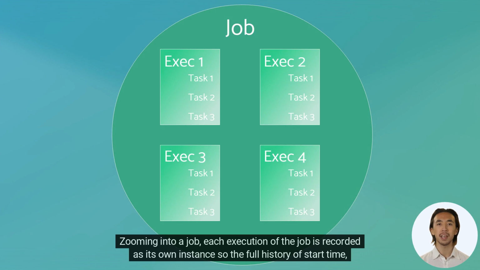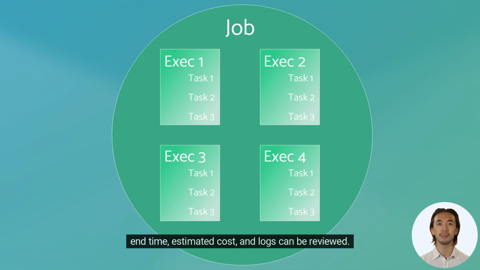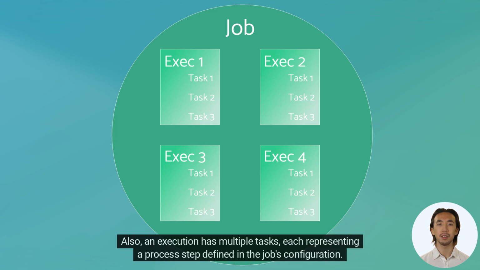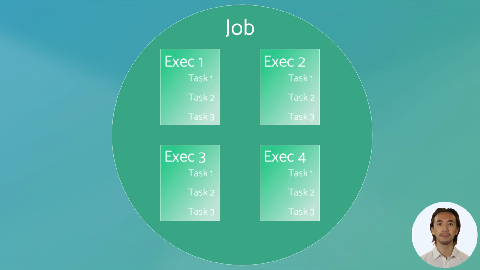Zooming into a job, each execution of the job is recorded as its own instance, so the full history of start time, end time, estimated cost, and logs can be reviewed. Also, an execution has multiple tasks, each representing a process step defined in the job's configuration.